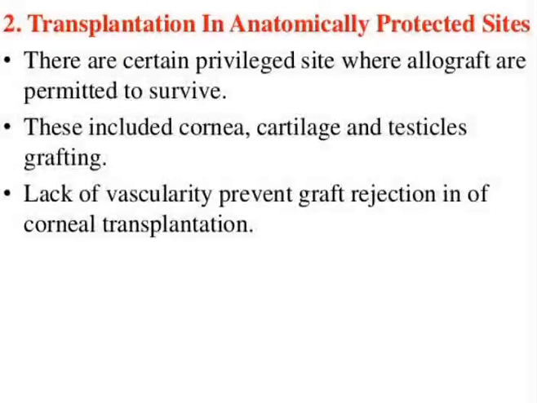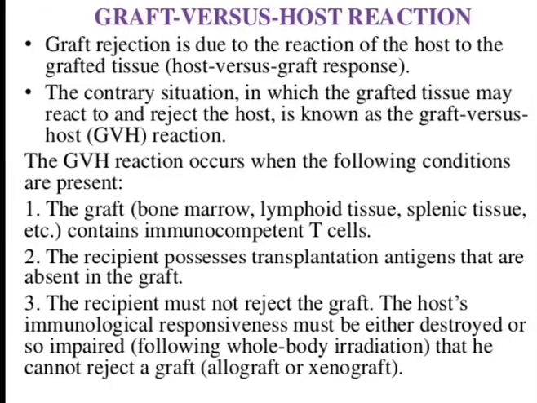Transplantation in anatomically protected sites. There are certain privileged sites where allografts are permitted to survive. This includes the cornea, cartilage and testicular grafting. Lack of vascularity prevents graft rejection in corneal transplantation.